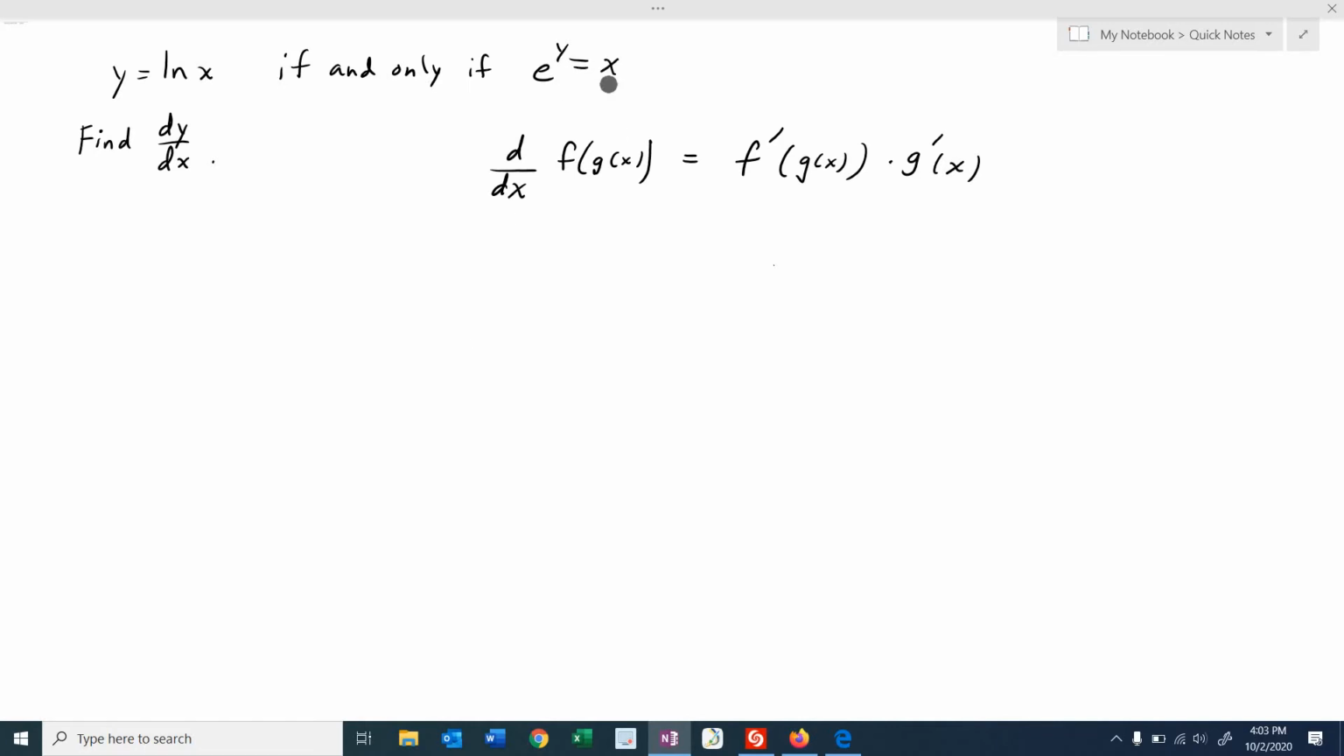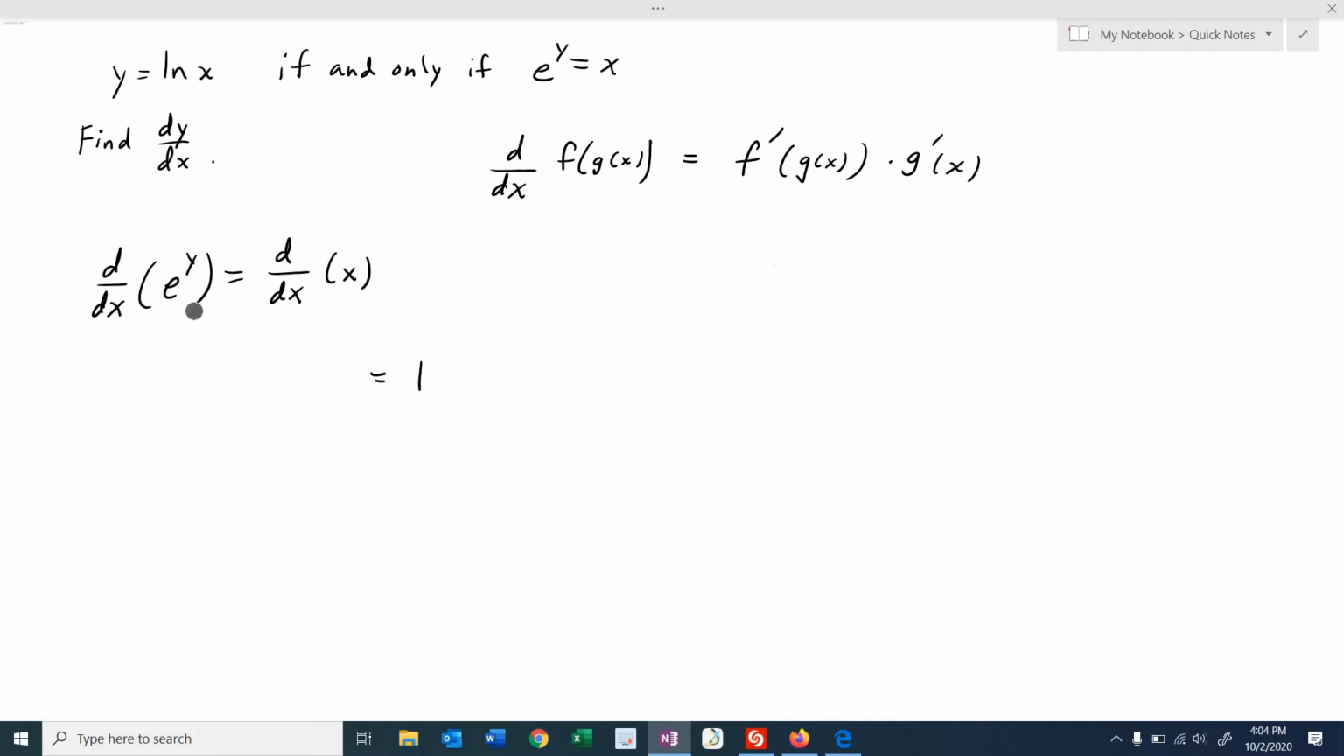Now what we're going to do is find dy dx using implicit differentiation starting with this equation. Remember, the first step in implicit differentiation is to take the derivative of both sides of the equation with respect to x. So let's do that first. Of course, on this side, you're going to get 1. The derivative of x with respect to x is equal to 1.